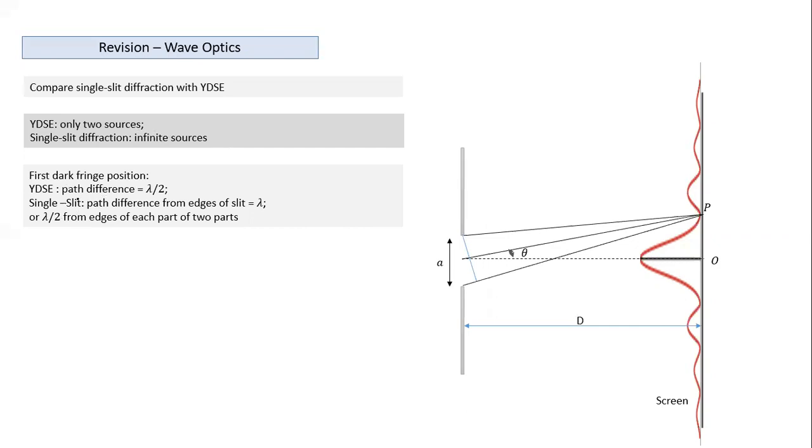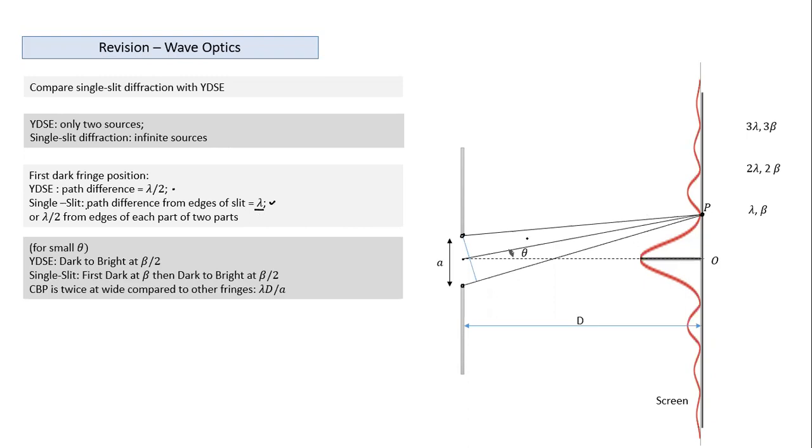First dark position in case of YDC involves a path difference of lambda by 2 from 2 sources. Here, in case of single slit, path difference is lambda from the edge of the slit. If you divide the slit into two parts, at the ends of each part the path difference is lambda by 2. For the slit opening, from the two edges of the slit, at the point where the first dark fringe is forming, the path difference is lambda. So this is lambda by 2, this is lambda.